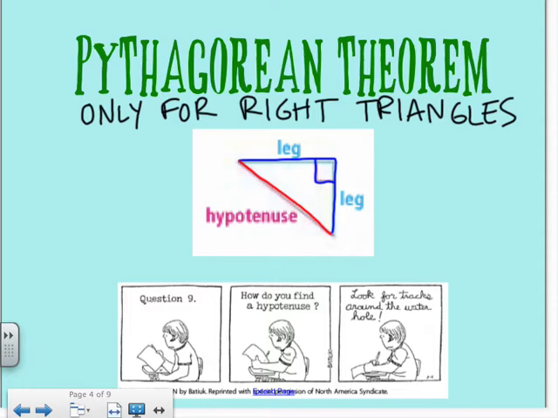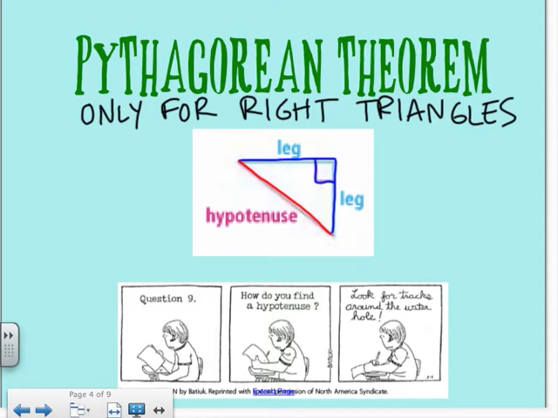So here's a funny comic I found about the hypotenuse. It shows a kid taking a math test and says, question 9, how do you find a hypotenuse? He's confused and he says, look for tracks around the water hole. So remember, hypotenuse, very similar to hippopotamus. Not sure the connection there, but those are our names. We got leg, leg, and then hypotenuse.